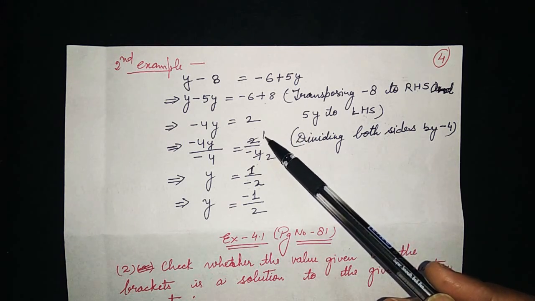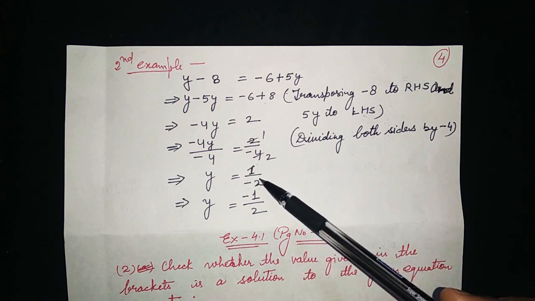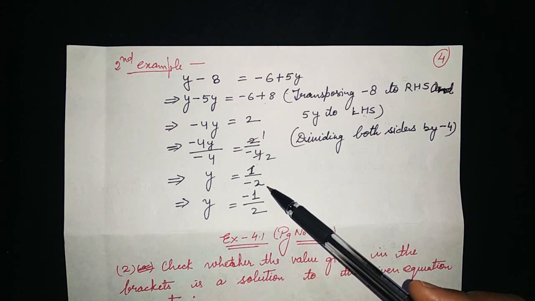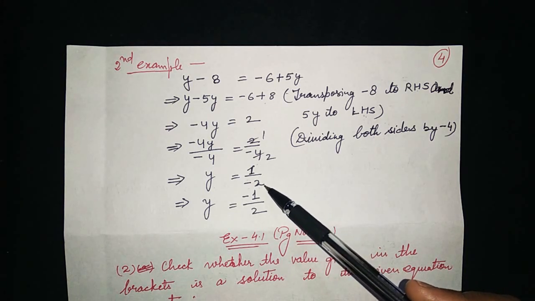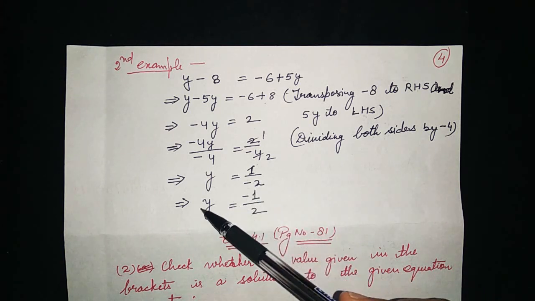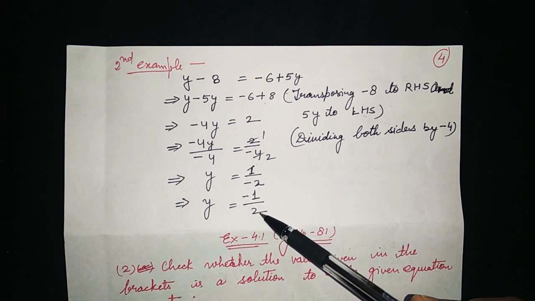Here we will simplify it. 2 ones are 2 and here 2 twos are 4. Our answer is coming 1 upon minus 2. Now students, I want to tell you one thing. We never write minus sign in denominator. So our answer will be y is equals to minus 1 upon 2.